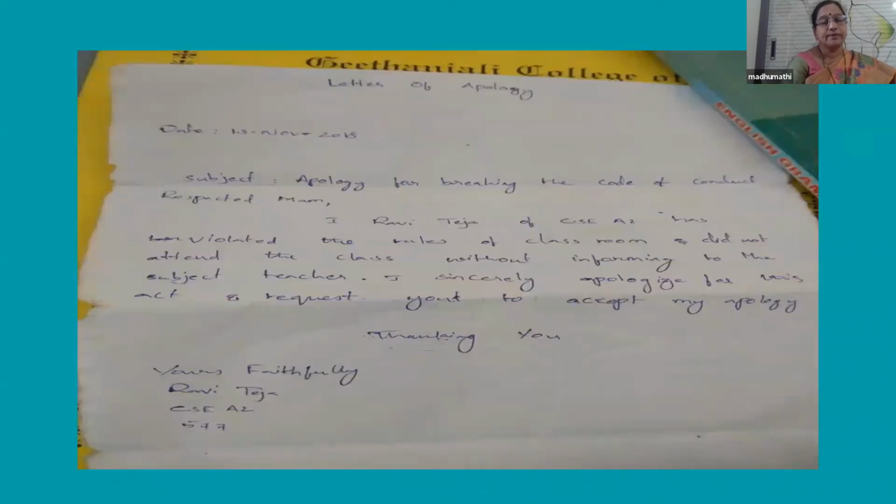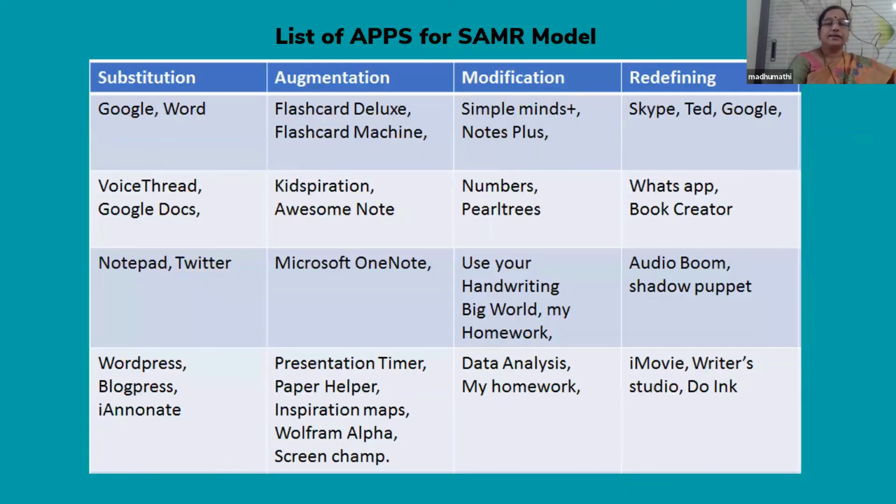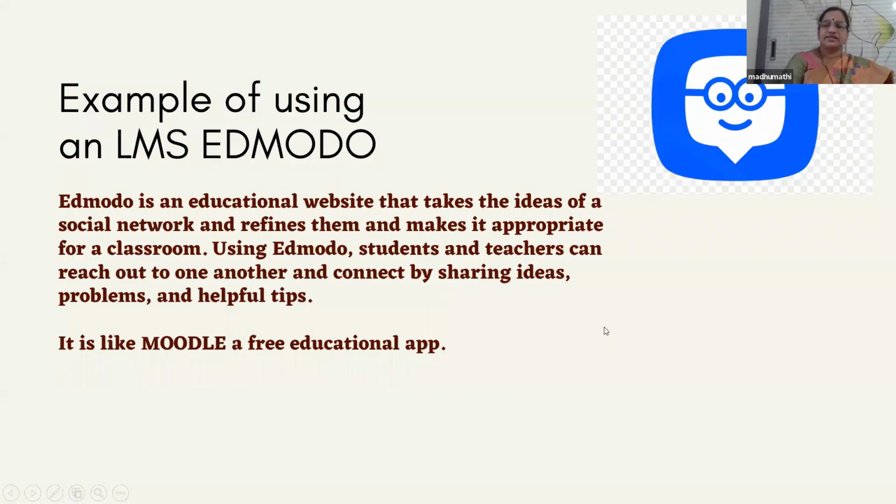And this is how the SAMR model works. Then what are the apps that are suggested for all this? For substitution, Google and Word. Then for augmentation, these are the apps that are suggested. Then for modification, these are the apps that are suggested. For redefinition, these are the apps that are suggested.